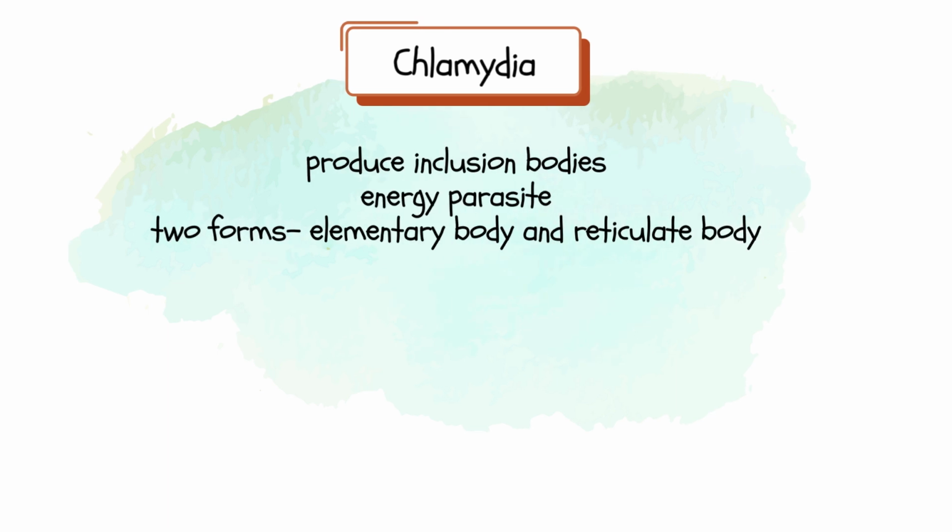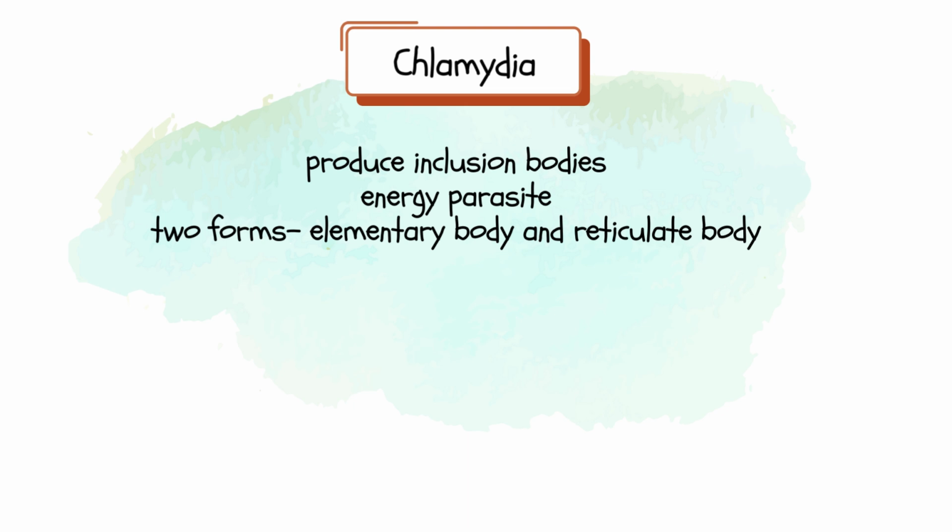Now we have chlamydia. We have Chlamydia trachomatis, which is one of the important genera of chlamydia. Chlamydia produce inclusion bodies, just like viruses. They're called energy parasites because they cannot produce their own ATP. They use the machinery of the host to produce their ATP. That's why they are called energy parasites.